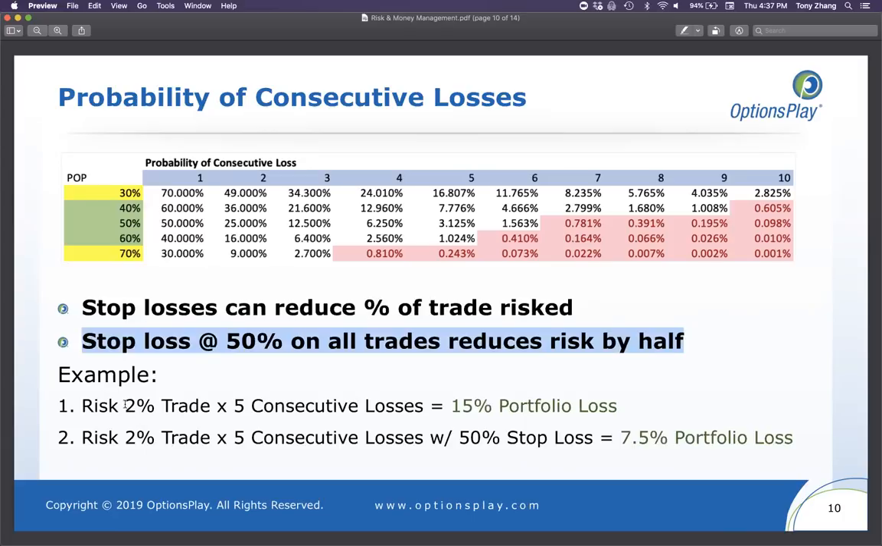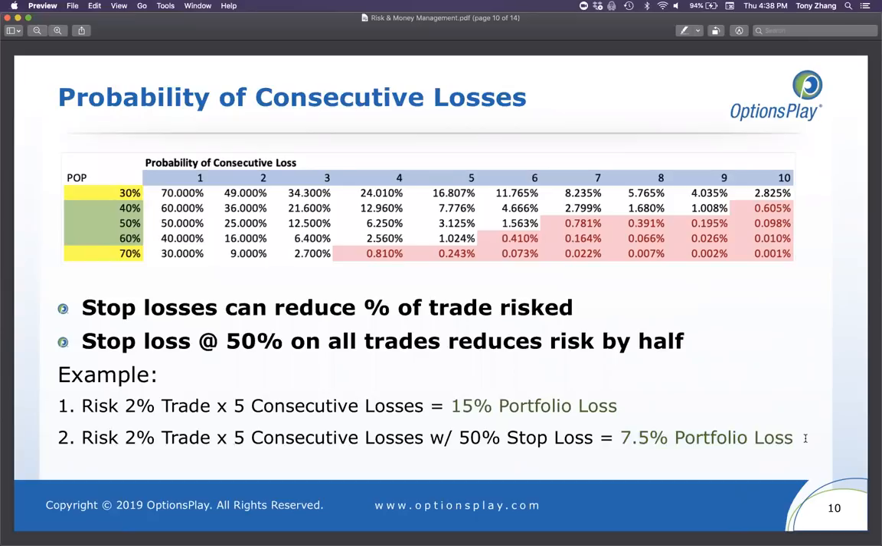So for example, when we talk about having 2% trades, with 5 trades, that's actually a 10% portfolio loss. Sorry, there's a typo here for 15%. That's actually a 10% portfolio loss. But if, let's say, you did those same trades with a 50% stop loss, you would actually have half the portfolio loss. So here, only 5% instead of 7.5%. I'll fix that in the slides before I send that out to everyone.